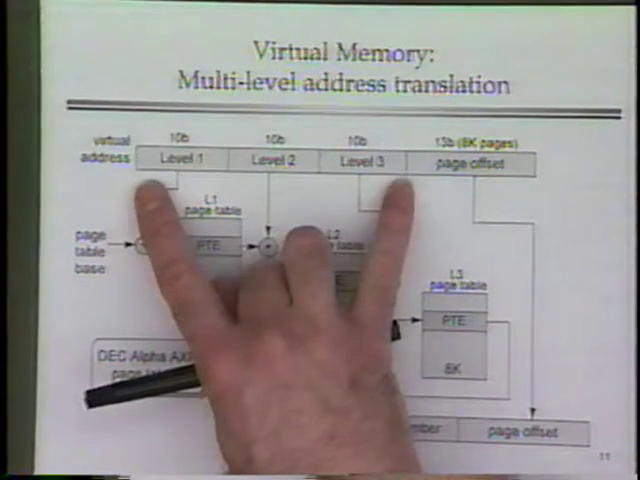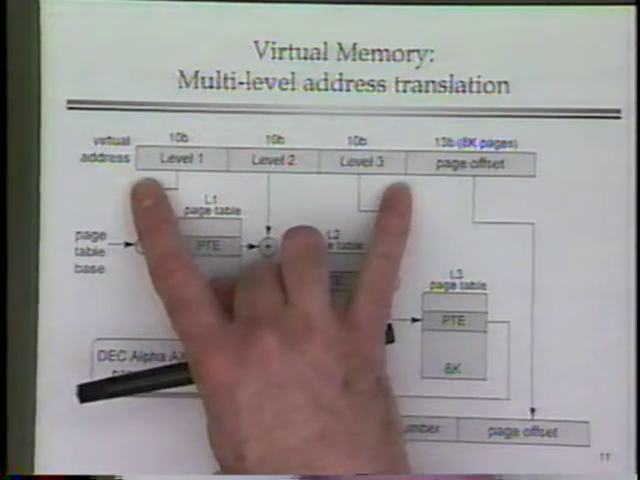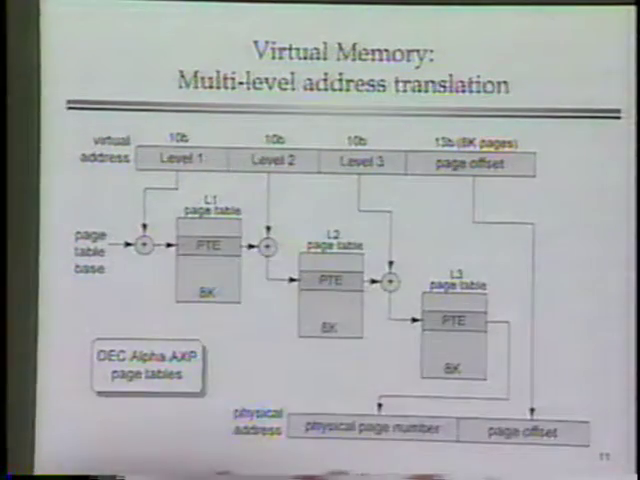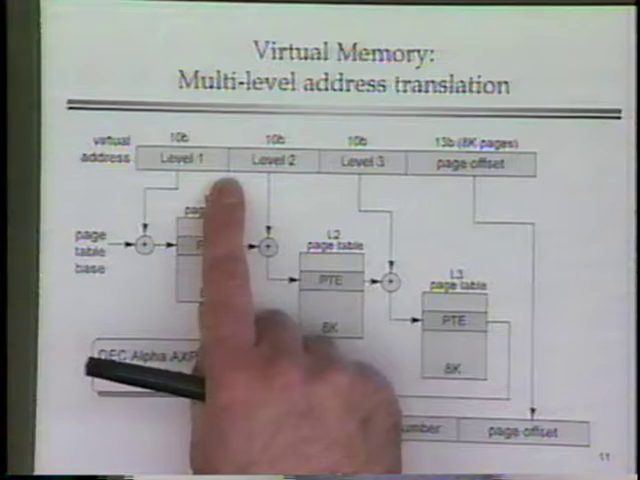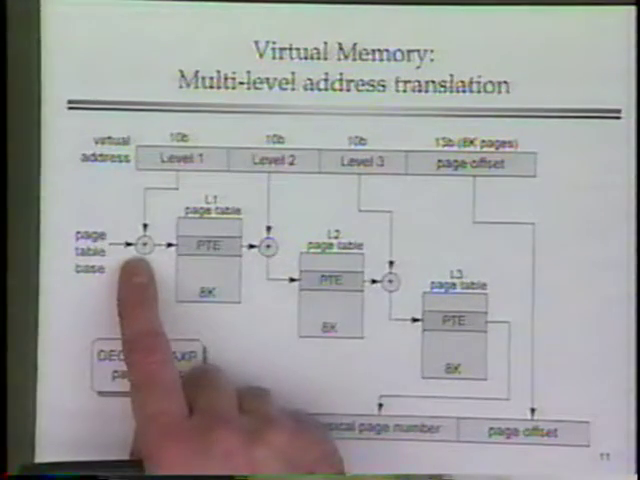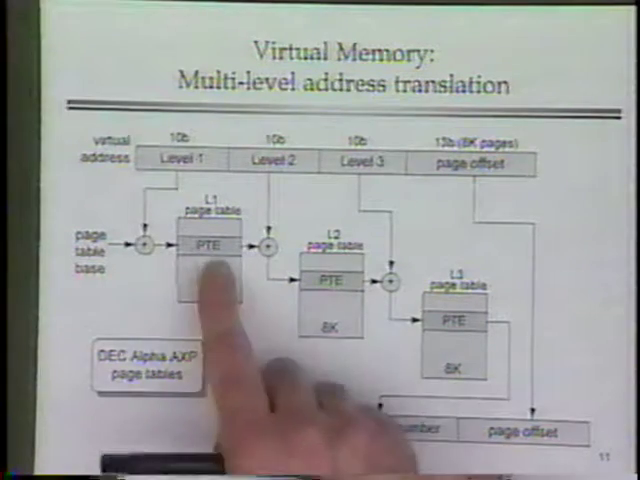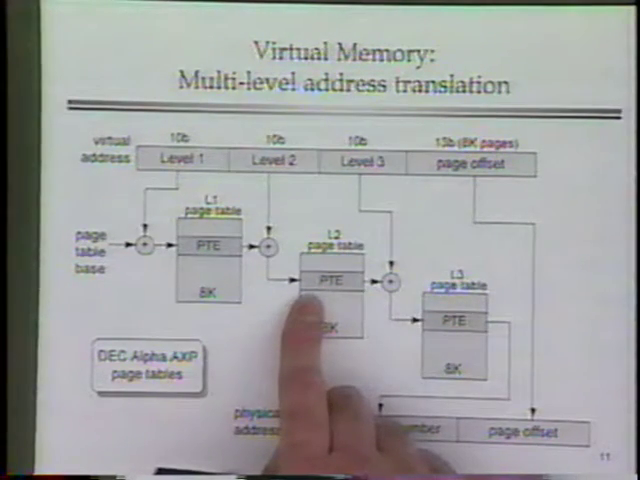But instead of having 30 bits of address that you look up into one 2 to the 30th table, you divide this into multiple levels. Take the first 10 bits and use them to look up inside a page table that tells you where the next level page table is.